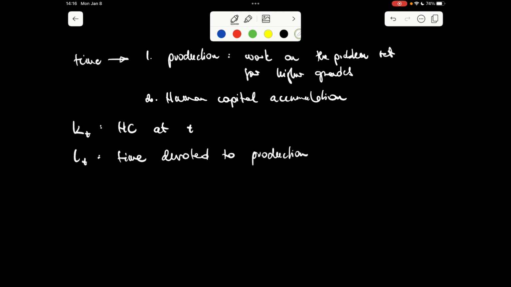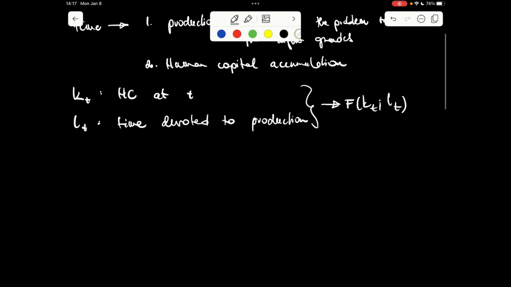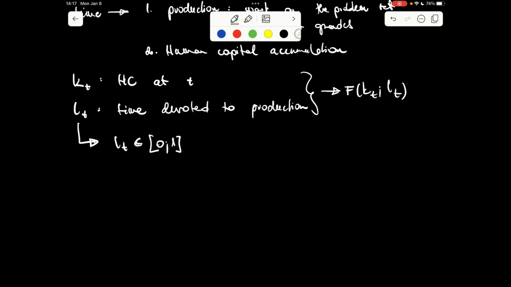Okay, we have a progress function. These two variables go into a progress function which describes how the student performs in solving the problem set. Most importantly, this is a timeshare. LT is a timeshare, so it must be in this closed interval. And we have this, a law of motion for the grade.